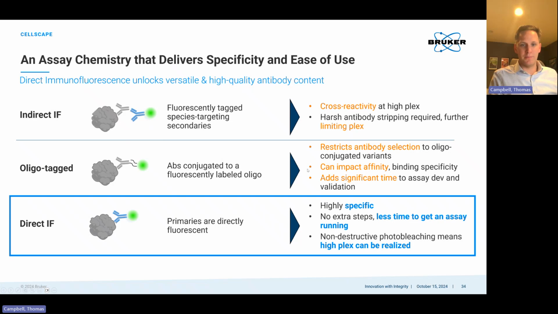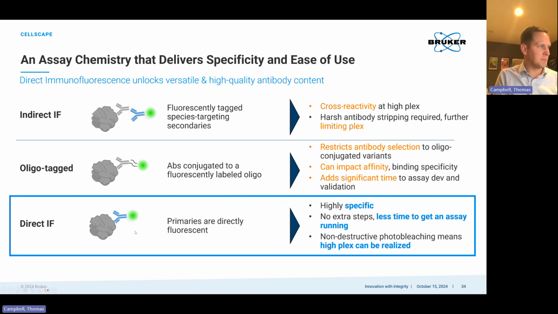And we know that the conjugation chemistry that's deployed, at least on the most common commercially available competitors, impacts binding affinity of the antibody and binding specificity. And so overall, this adds significant time to assay development and validation, because you may have an antibody that works really well when it's unconjugated. When you conjugate it to one of the proprietary oligos, that can impact the performance significantly.